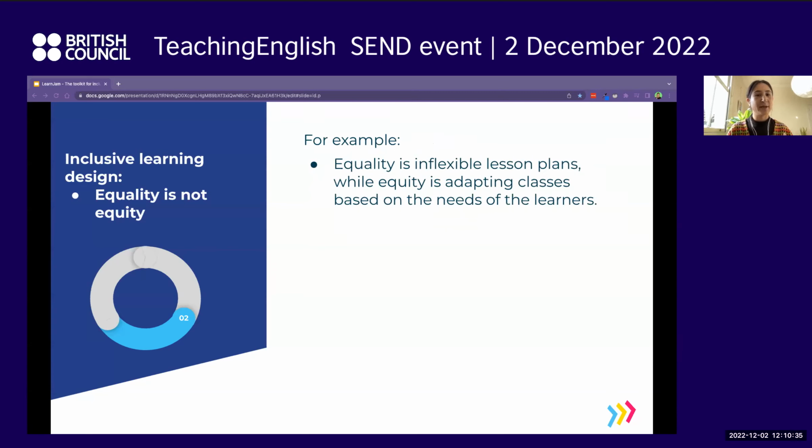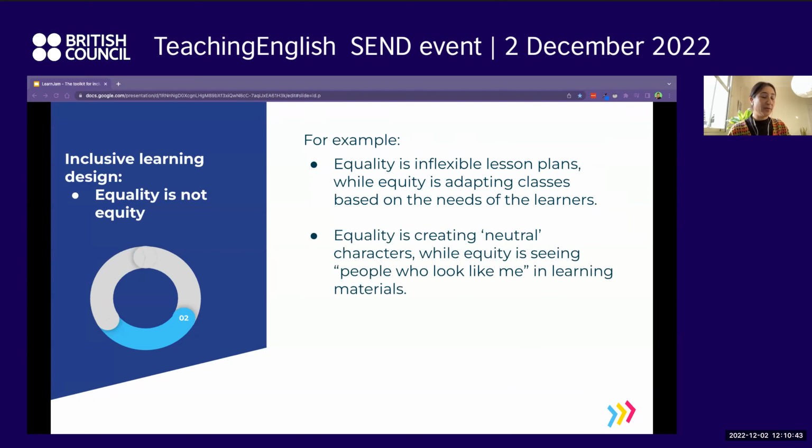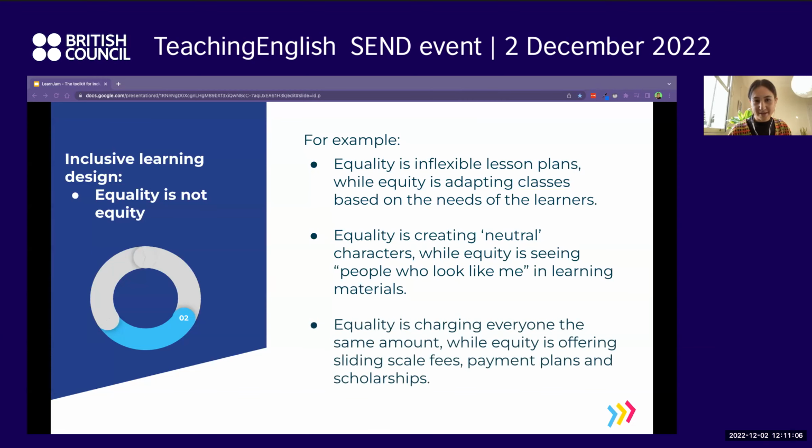Some examples of this: equality is inflexible lesson plans, where everybody receives the same lesson plan, while equity is adapting classes based on the needs of the learners. With online learning, we see this quite often. Equality is creating neutral characters, for example using characters with skin color like purple or green, instead of the natural variation that happens across the world. And equity is seeing people who actually look like me in learning materials. Equality is everybody being charged the same amount, while equity is offering sliding scale fees, payment plans, and scholarships.